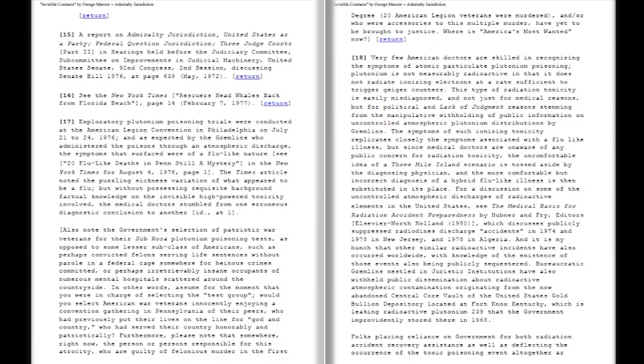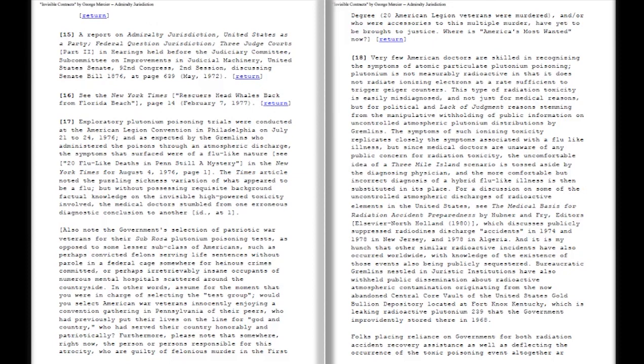24, 1976, and as expected by the gremlins who administered the poisons through an atmospheric discharge. The symptoms that surfaced were of a flu-like nature. See 20 Flu-like deaths in Penn. still a mystery, in the New York Times for August 4, 1976, page 1. The Times article noted the puzzling sickness variation of what appeared to be a flu, but without possessing requisite background factual knowledge on the invisible high-powered toxicity involved.